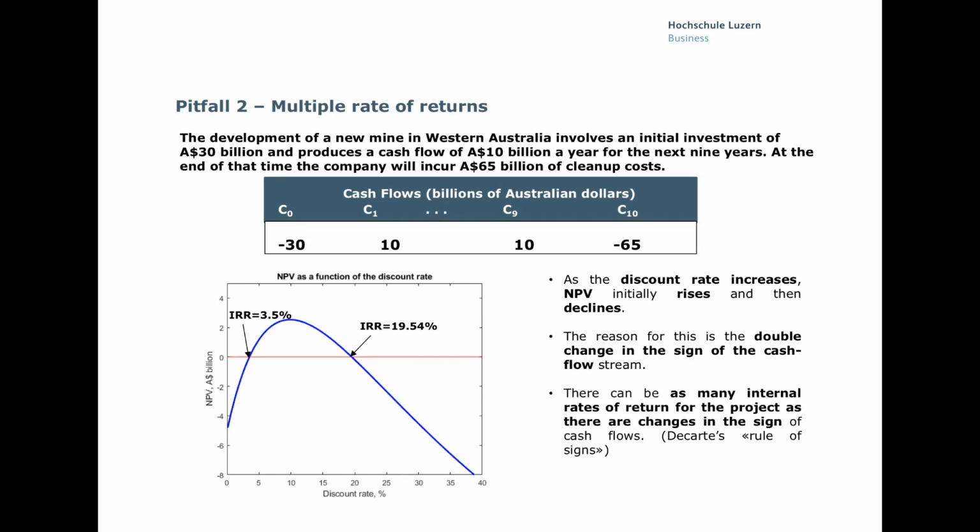In general, there can be as many IRRs for the project as there are changes in the sign of cash flows. This comes from a mathematical fact called Descartes' rule of signs. Whenever the cash flow stream is expected to change sign more than once, the company sees more than one IRR.